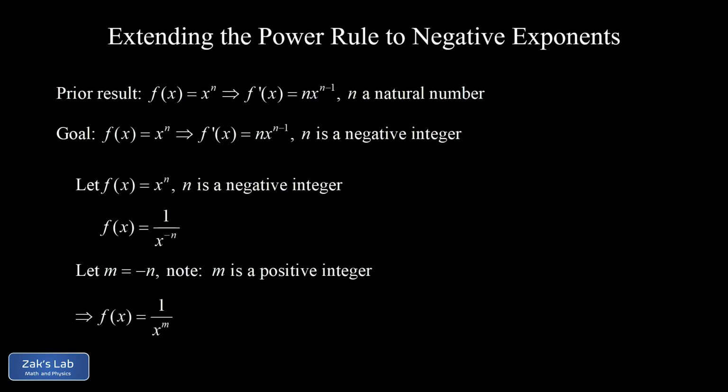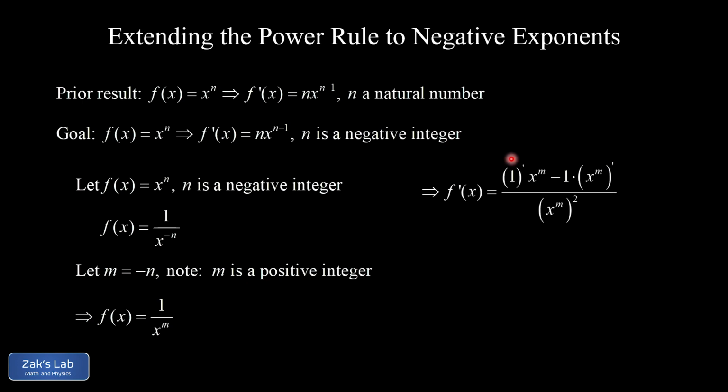So now we can write our function as 1 over x to the m. And that m is a positive exponent. We know how to differentiate x to the m if we need to because we have our prior result for the power rule. Now another tool that we just recently got was the quotient rule. We know how to express the derivative of a fraction in terms of the derivative of the numerator and the denominator. So we're going to apply the quotient rule to 1 over x to the m.